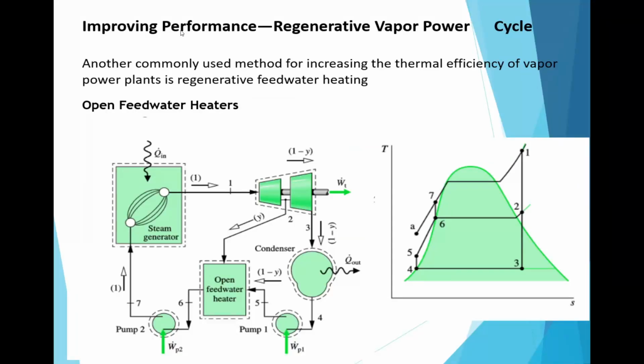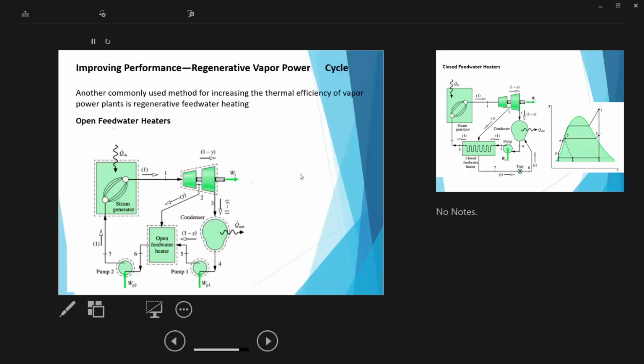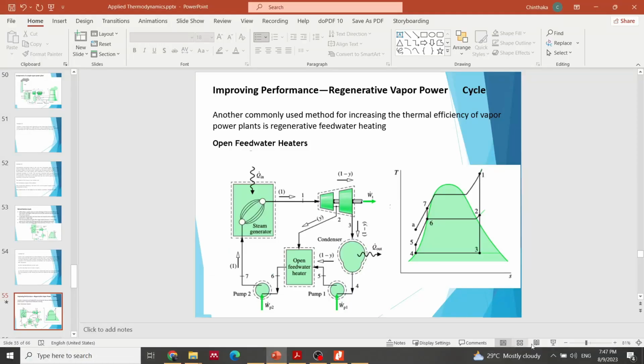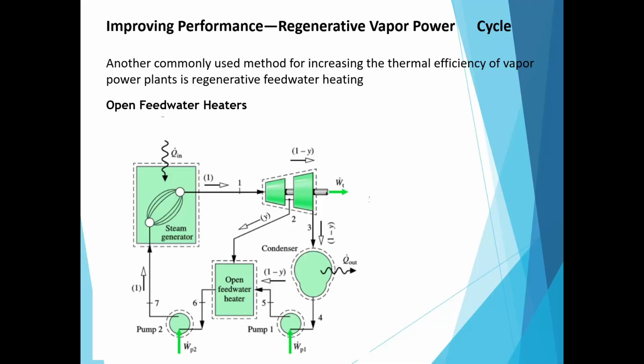Right, so the next section is regenerative power cycles, right? Regenerative vapor power cycles. Another commonly used method for increasing the thermal efficiency of a vapor power plant is regenerative feed water heating.